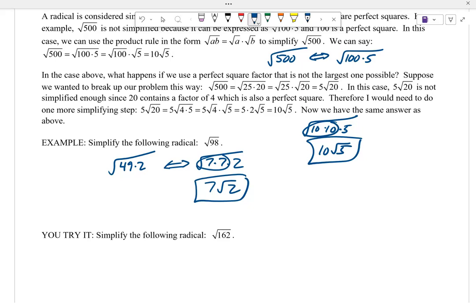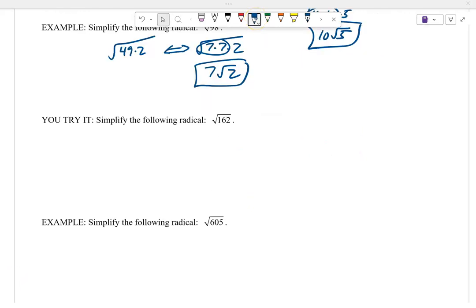Go ahead, pause the video, try that square root of 162. You should factor that 162. You know if it's even, it goes into 2. So 81 times 2 is 162, which of course is 9 and 9 and 2. So we got 9 root 2.